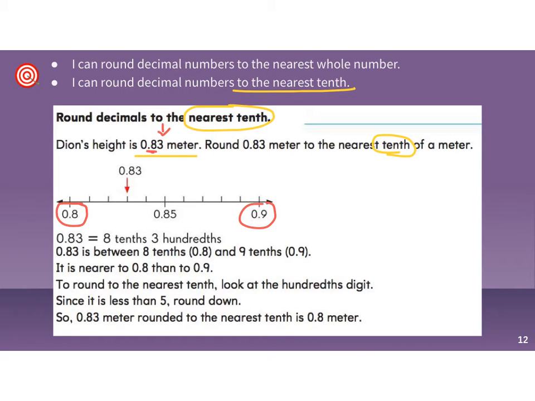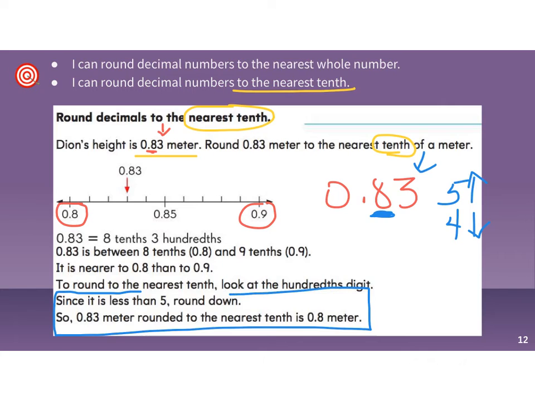What's it closer to? Or you can think strictly about place and think, if this is the place I'm rounding to, I'm going to look one place to the right. Is it 5 or higher and I'd round up? Or is it 4 or lower and I would stay down at the original value? In this case, it's 4 or lower, so I'm going to round to 8 tenths. Since it is less than 5, round down. Therefore, 83 hundredths of a meter rounded to the nearest tenth is 8 tenths of a meter.